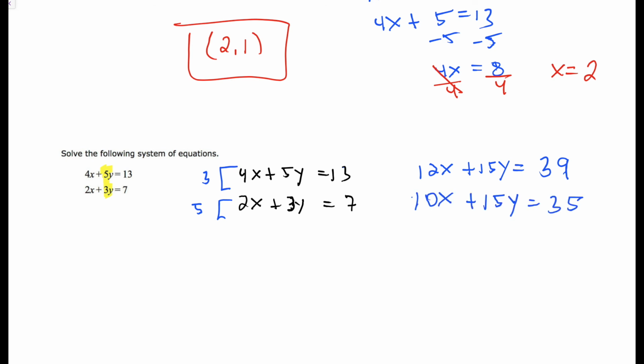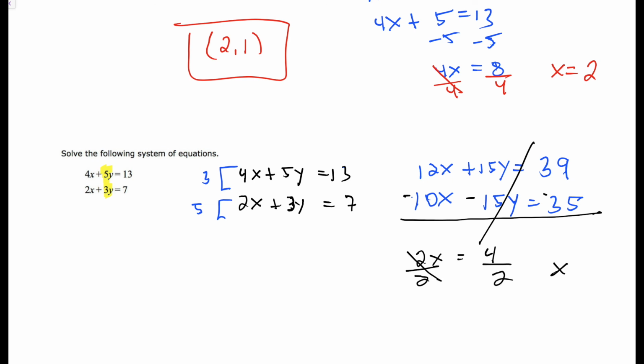We got to opposite sign them, right? Like if this was negative, then you have to put a plus there. So you have to opposite sign, opposite sign, opposite sign. I would delete the middle, just so you don't get confused. Put a negative. All right, now what? 15s are gone. Now what do we got? 2x equals 4, okay? Divide by 2, divide by 2, x equals 2.